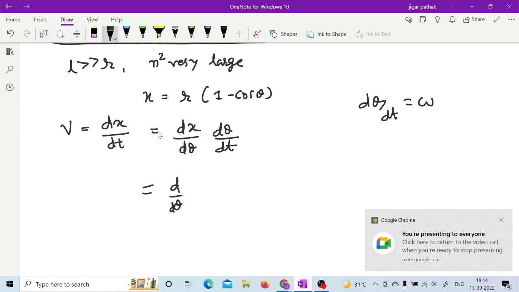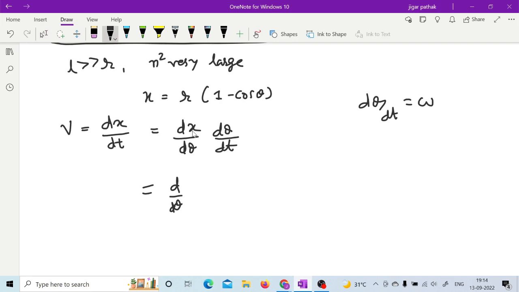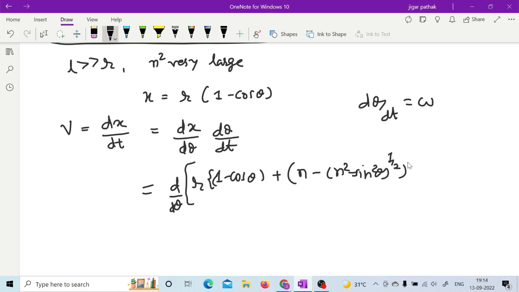Yes, so let us go ahead with the differentiation of this displacement with respect to theta. So what is your x? I can rewrite it here: r in bracket 1 minus cos theta, plus n minus n square minus sine square theta raised to 1 by 2. This is your x, which needs to be differentiated with respect to theta.